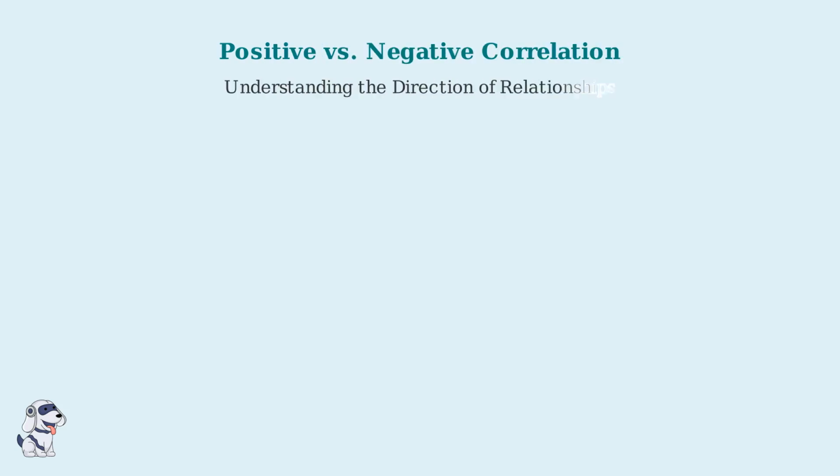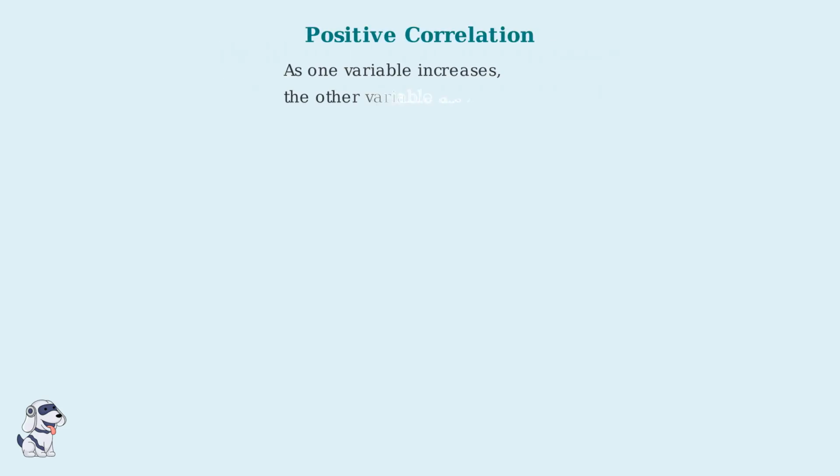Correlation can move in two different directions. Understanding whether a correlation is positive or negative tells us how two variables relate to each other as they change. A positive correlation means that as one variable increases, the other variable also tends to increase. They move in the same direction together.